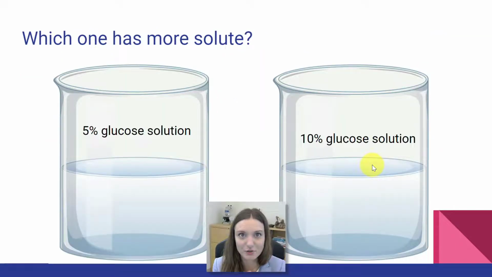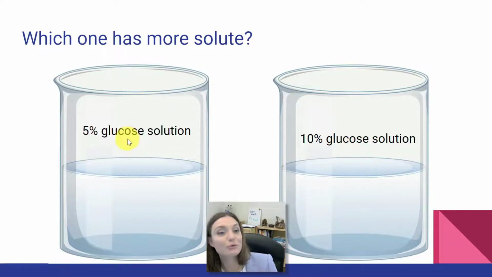Again, we have these two solutions, 5% glucose, 10% glucose. What do you think the 5% is, blank, compared to the 10%? The 5% has a lower solute concentration compared to the 10%, so we would say that the 5% is hypotonic compared to the other solution, compared to the 10%. Vice versa, our 10% glucose solution has a higher solute concentration compared to our 5%. So we'd say our 10% solution is hypertonic when we are comparing it to our 5%.